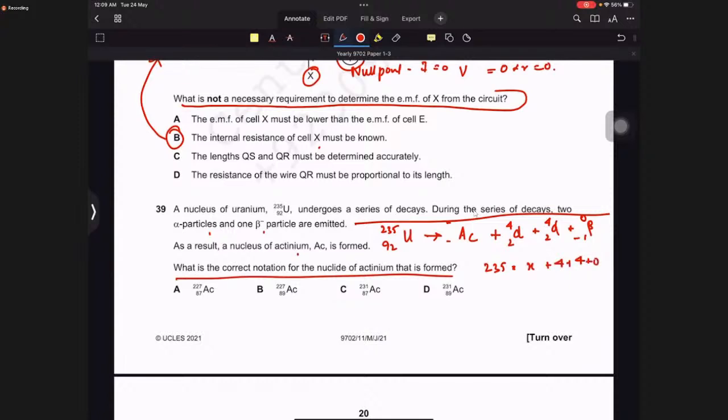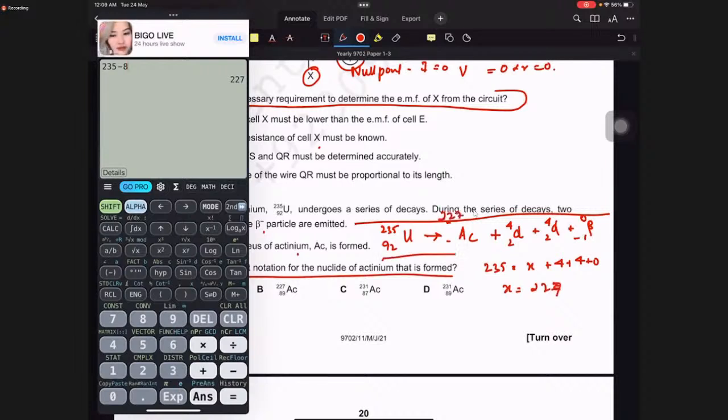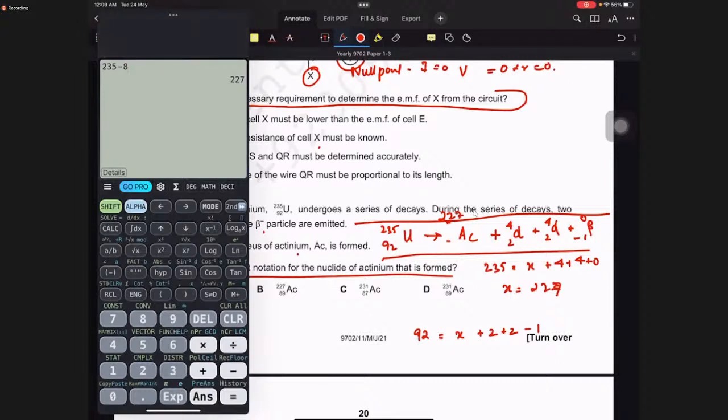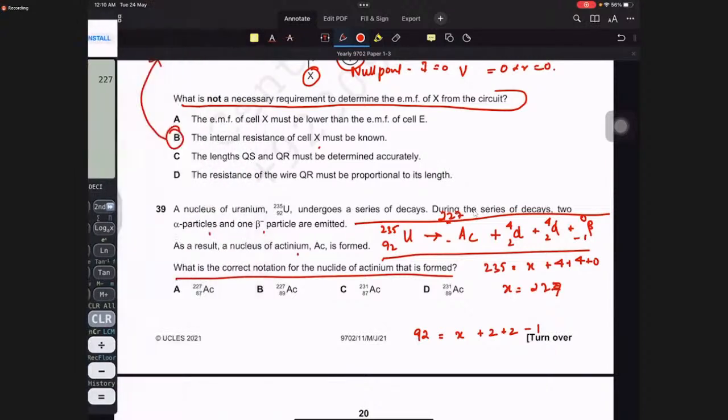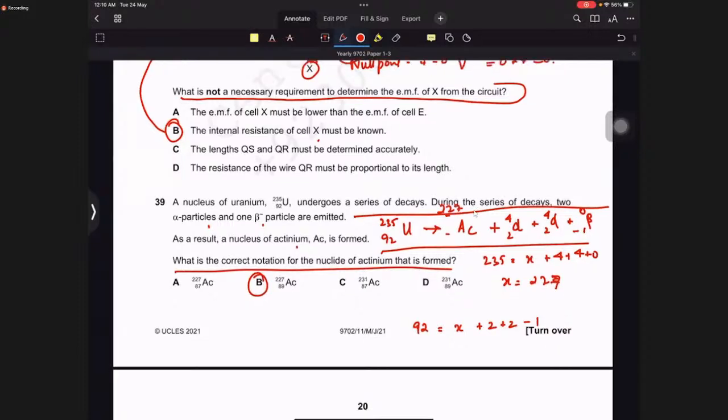So 235 minus 8 is, who has the best mental math here? The calculator does. 227. So it's 227 here, and then you add all of this here. 92 equals x plus 2 plus 2 minus 1. So 4 minus 1 is 3, and 92 minus 3 is 89. What is the answer? Where is it? 227 and 89. That has to be the correct answer.